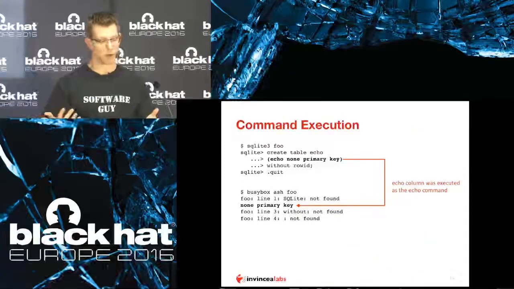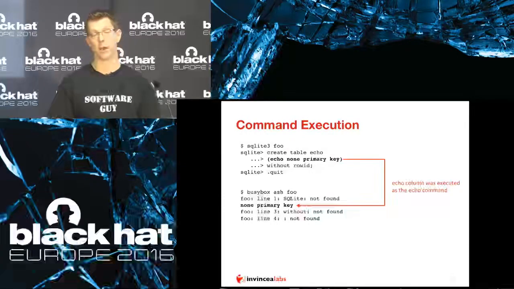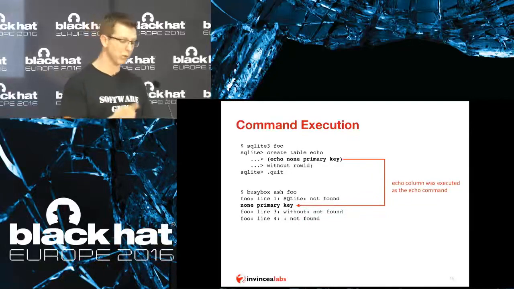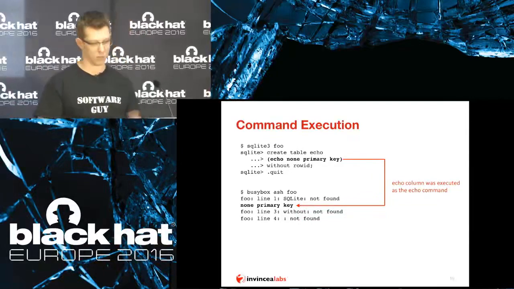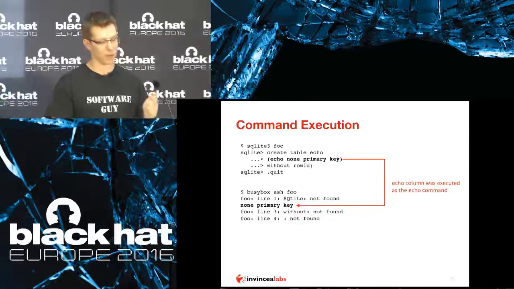So it turns out after a column definition in a create table statement, you can put these words without row ID. And I have no idea what they do. But I know they can be put after the column definitions, and they can be put on a new line. Which means that when we run this file again in BusyBox after doing that, we get that first SQLite error, but then we get this suspicious thing that says non-primary key.